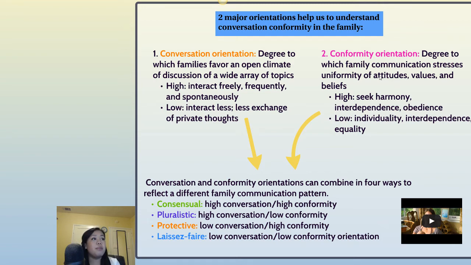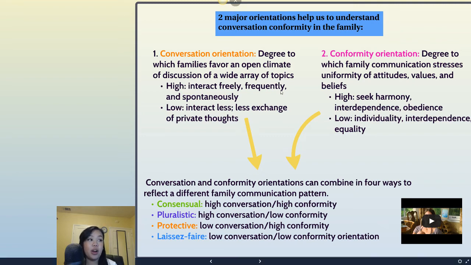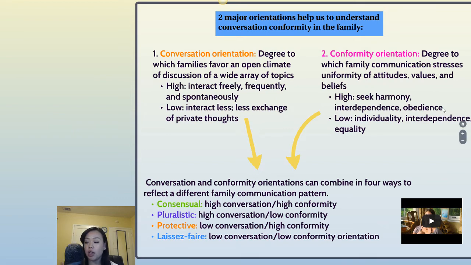If we combine these two ideas of conversation and conformity, we get four different types of patterns. A consensual family has high conversation and high conformity. That means you are a family that talks a lot, but when you do talk, you have a lot of harmonious focus. You talk a lot, but in a way that still maintains the roles, rules, regulations, and order of your family.